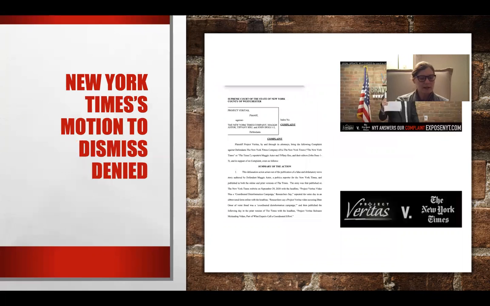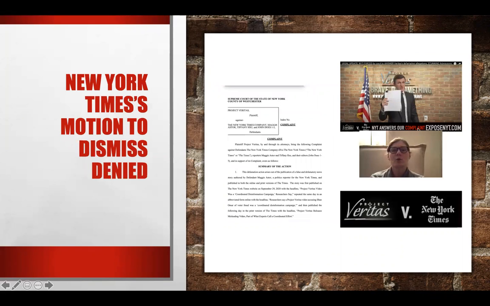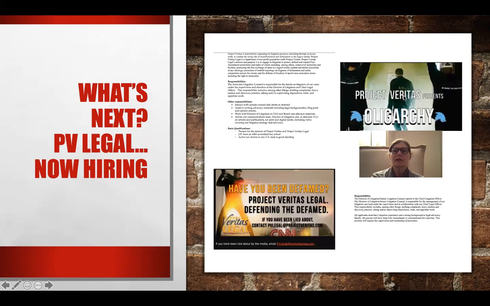And then another recent development in their lawsuit against the New York Times, which was filed back in October, is that the New York Times's motion to dismiss was denied. And so they are proceeding to discovery in this action, which is also out of that New York Supreme Court in Westchester County. And so, you know, I'm just going to play a moment or two of this little video so you can kind of see them.